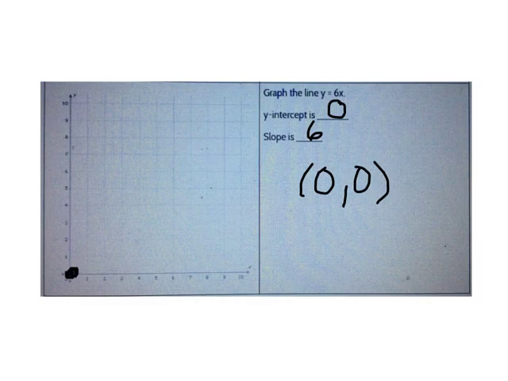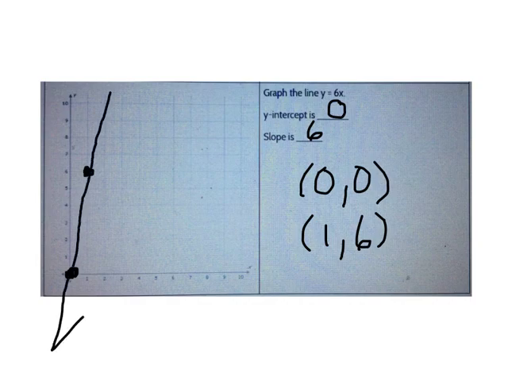Using my slope, what's the next point that I could graph if I go up 6 and over 1? It's 1, 6. Now I can connect the 2 points to make my graph.